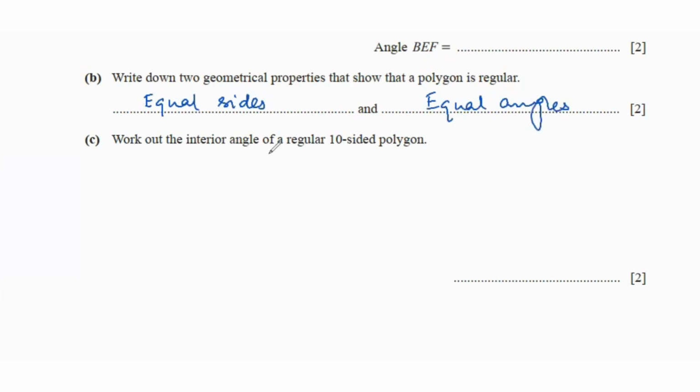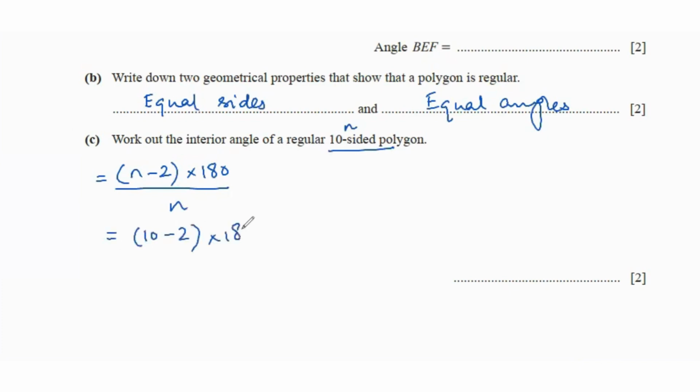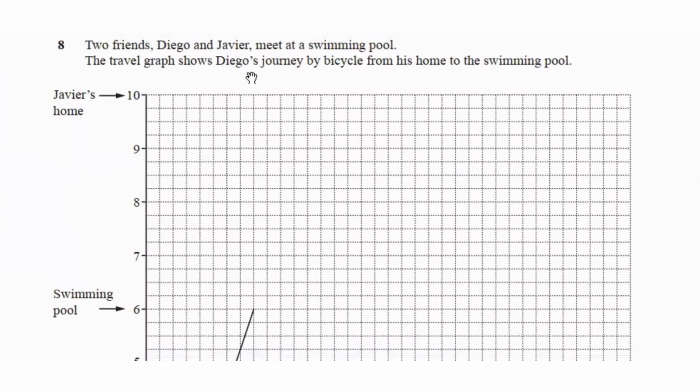Work out the interior angle of a regular 10-sided polygon. So the formula for that is (n minus 2) times 180 over n. N is 10. That's going to be (10 minus 2) times 180 divided by 10, which is going to be 8 times 180 over 10. And that is basically equal to 144.